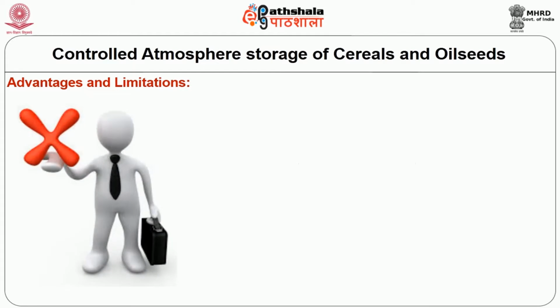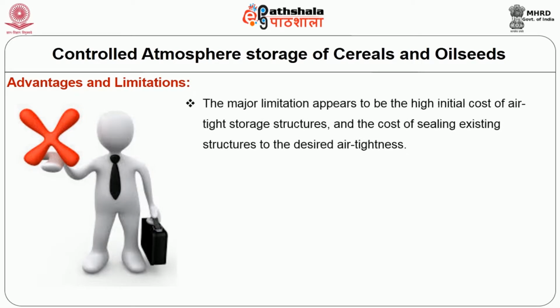However, as with many other methods of pest control, CA storage has limitations. The major limitation appears to be the high initial cost of airtight storage structures and the cost of sealing existing structures to the desired air tightness.